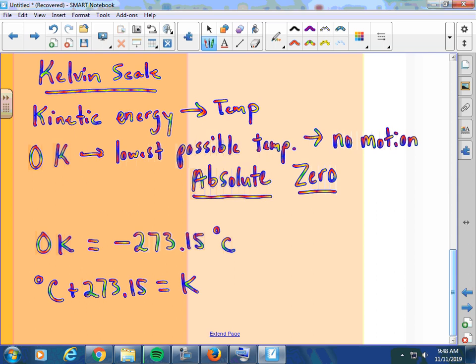Makes sense, right? So if the lowest possible temperature is negative 273.15 degrees Celsius, if we wanted to convert that to Kelvin, we would add 273.15, which would make our answer 0, which would be 0 Kelvin. Does that make sense? And that's where I'm going to stop the notes for today.